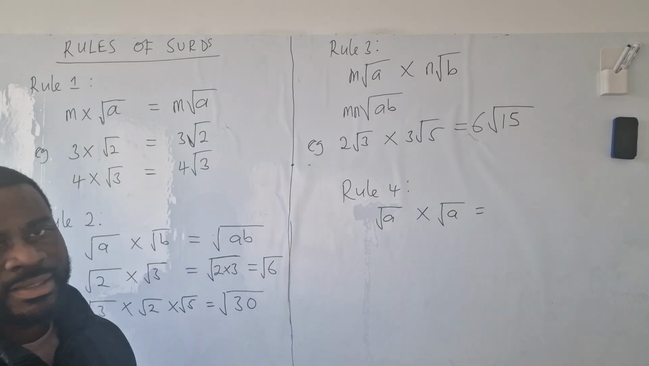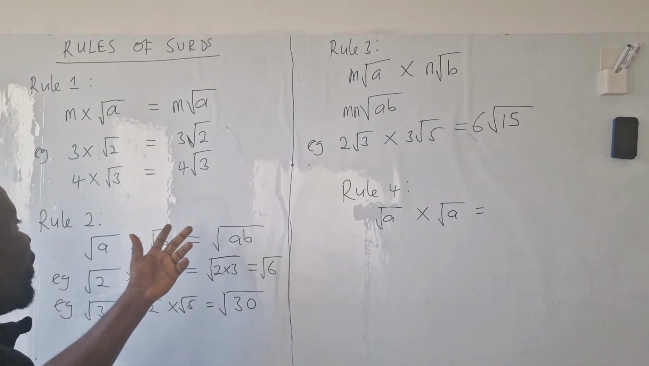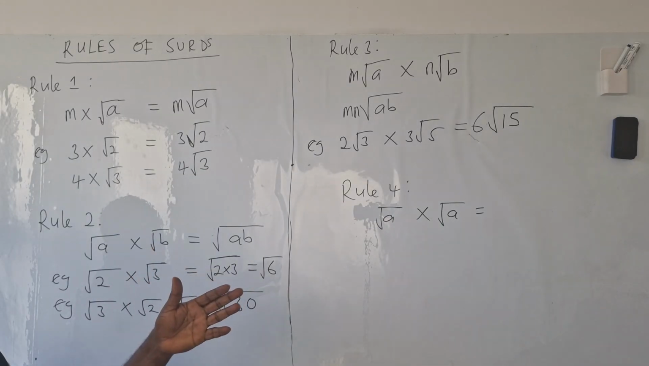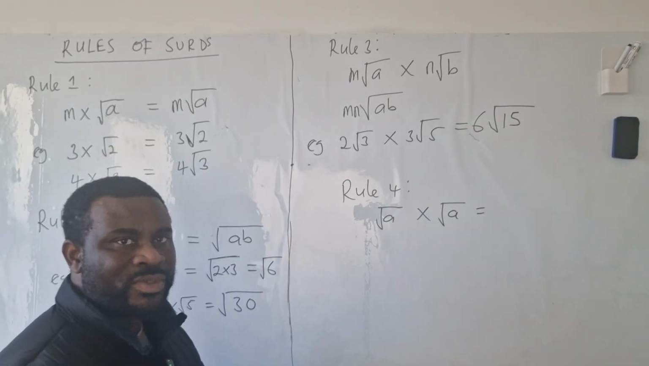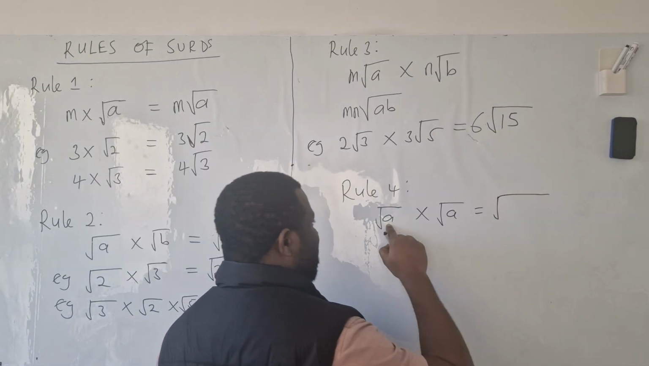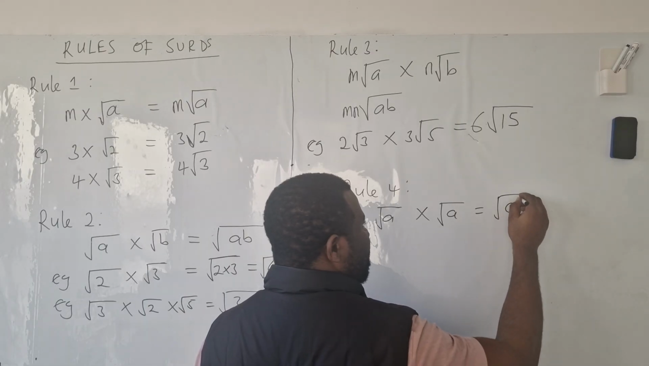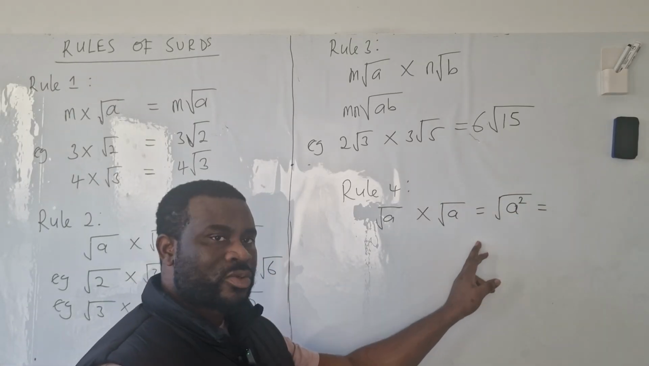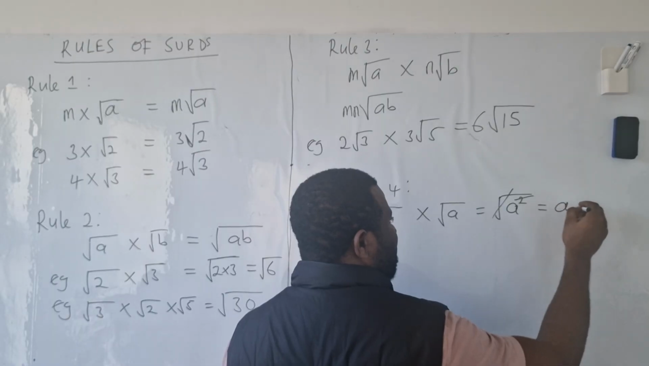How do you multiply like surds together? We can apply the principle we use in multiplying unlike surds together. The same principle can be applied here. We take one of the roots and multiply numbers under the root together. A times A will give us A squared. But don't forget that the square will cancel out the square root. Square will take out the root, and that will give us A.